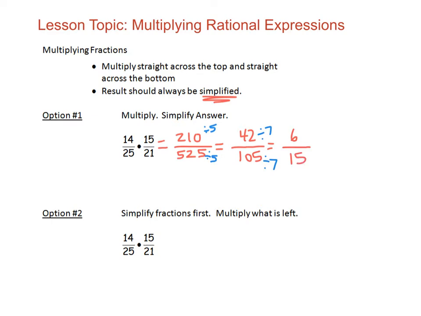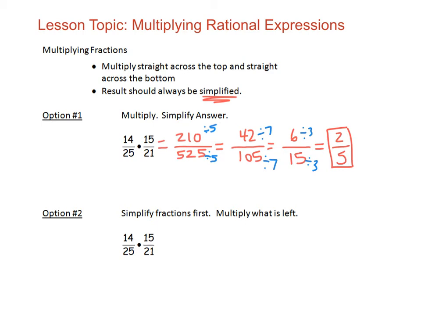And 6 over 15 is still not simplified fully because they are both divisible by 3. So now if I divide by 3, I'm going to finally arrive at my most simplified answer. 6 divided by 3 is 2, and 15 divided by 3 is 5. So our final result is finally 2 over 5.